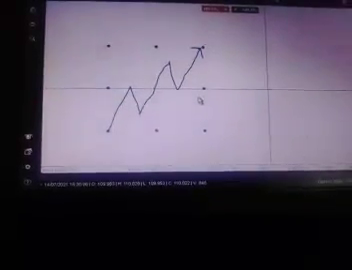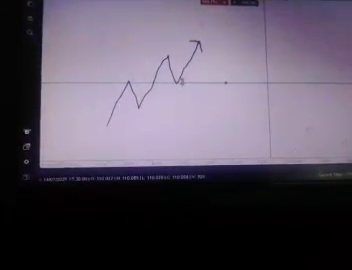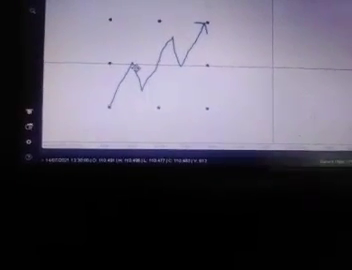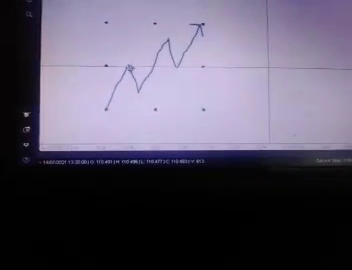If you have noticed, this is what we call resistance turning into support, where the market comes, rejects from here, comes back, breaks this level, and then this same level which was used as resistance is used as support. So you can see that this same level which was used as resistance here has now turned into a support.